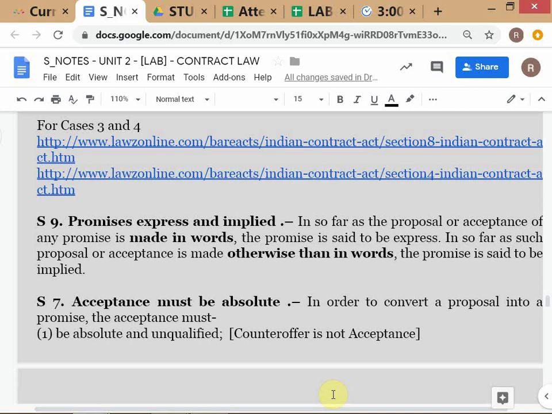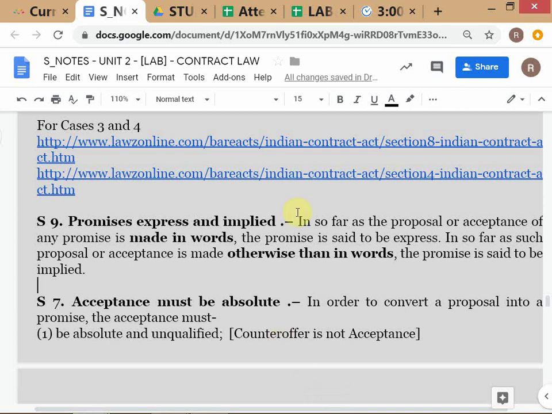Set of reciprocal promises, because reciprocal promises are already defined, right? In section 2 itself, they are promises which form the consideration for each other. So instead of using such a big expression, we can just use the word reciprocal promises. Basically, a set of reciprocal promises will create an agreement, right? That's why promises are important to understand, because as soon as you have reciprocal promises, you will have an agreement. So it's important to understand.